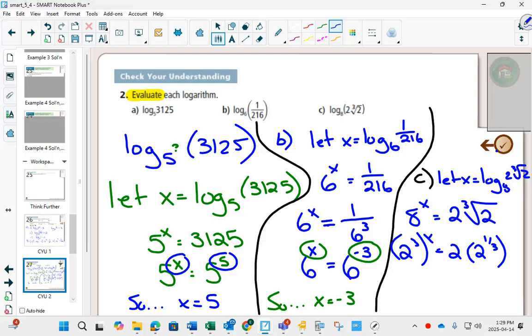Now before I can use the "so" part, both sides have to be the same base, a single power with the same base. Well, that side will be 2 to the 3x. And what's your exponent law for multiplying with the same base? Add the exponents. So we'll have to do 1 plus 1/3, which will be 4/3.